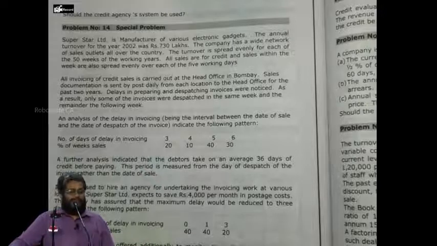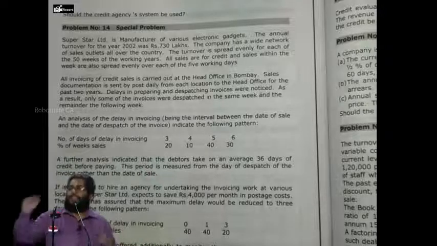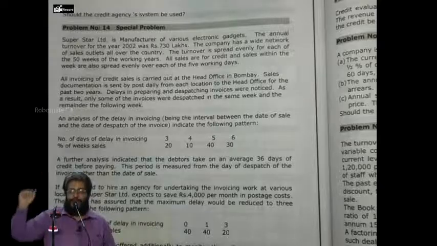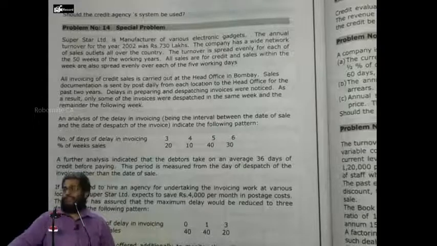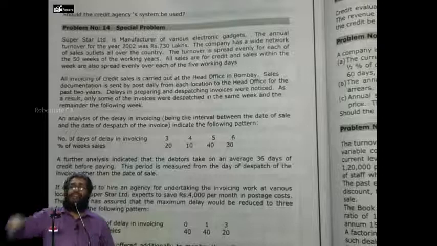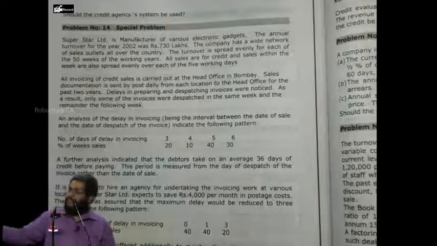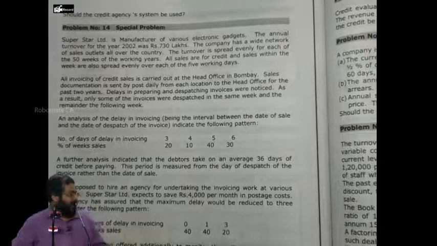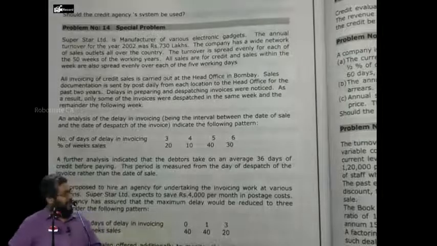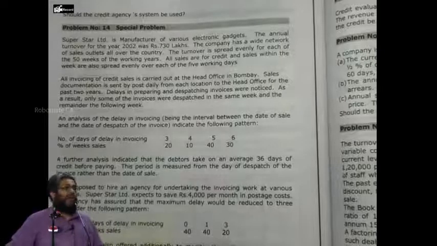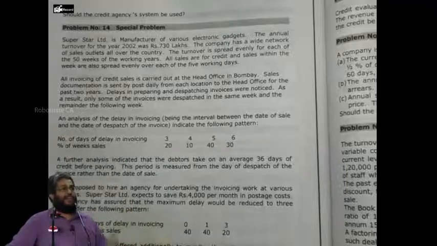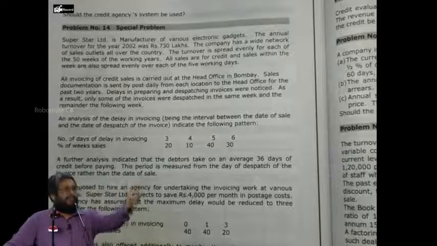Now, two numbers can be straight away written. Can you write or not? Now, savings in postage cost. Every month, how much is it? 4,000. How many months here? 12 months. How much is going to be saved? 48,000. Write in option 1 and option 2: 48,000, 48,000. Should I repeat it? Can I proceed?